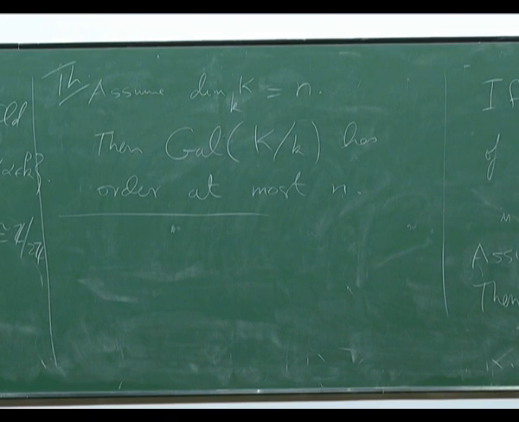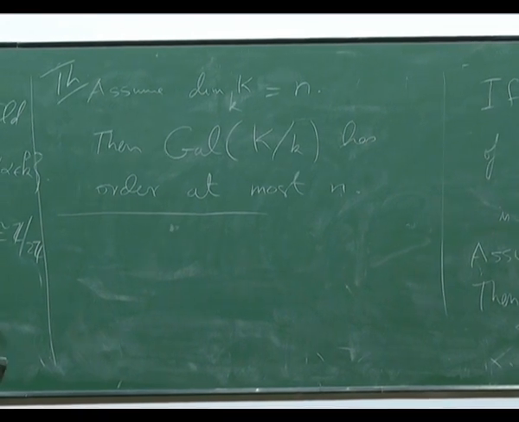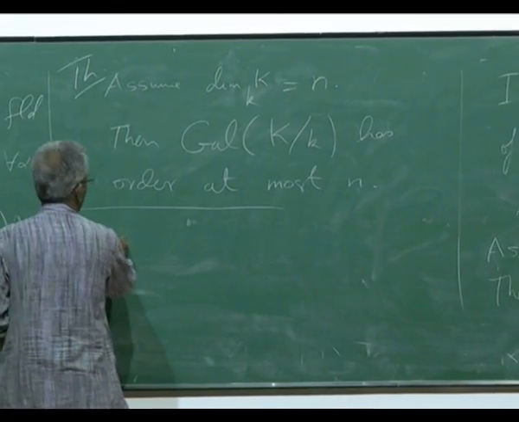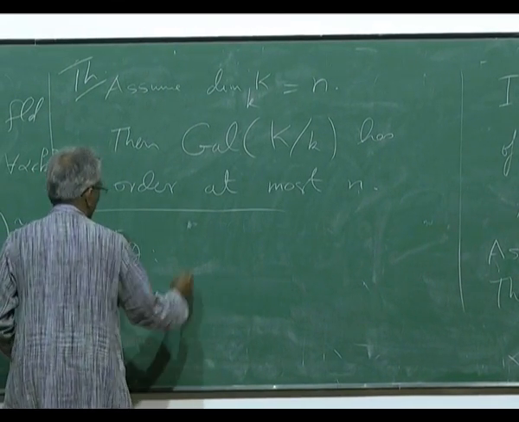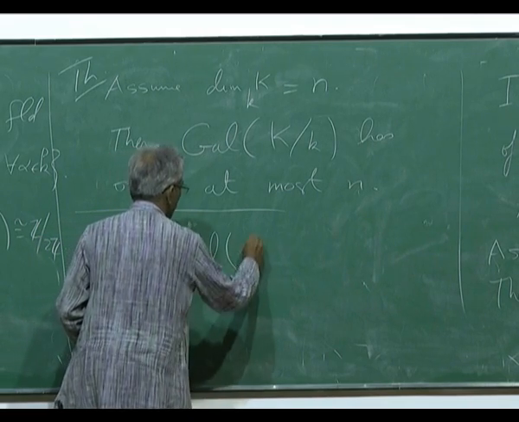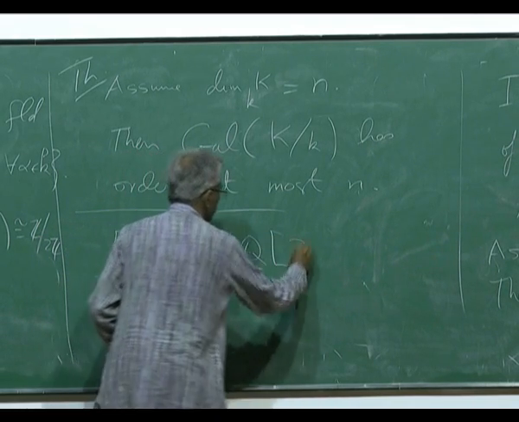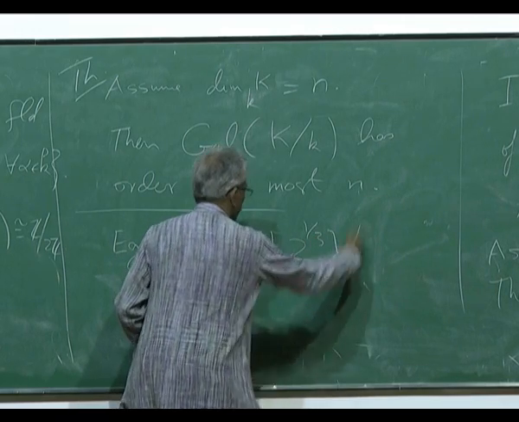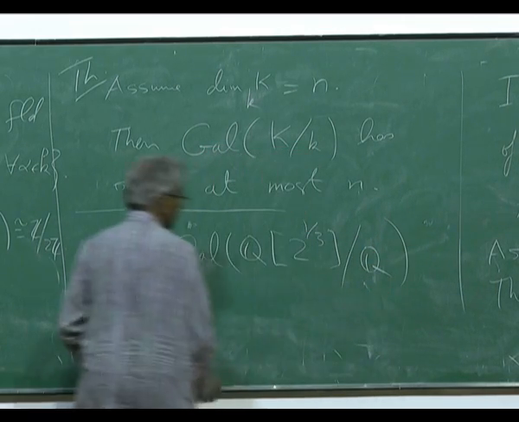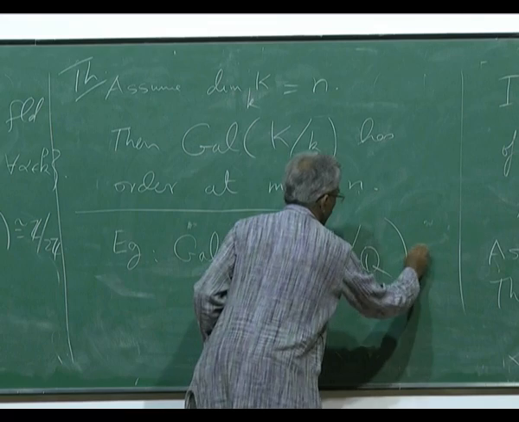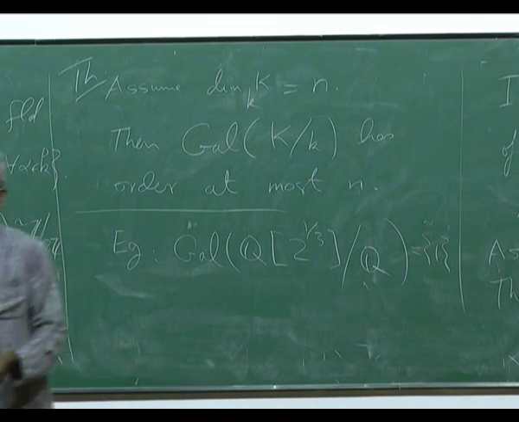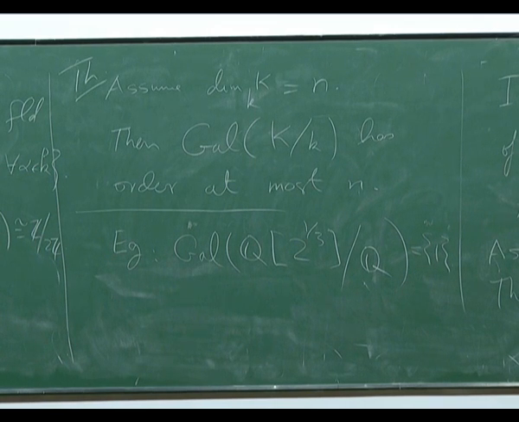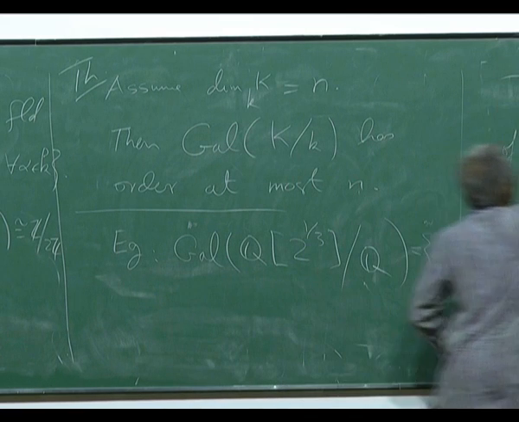Is this clear? Now, let us do the other example: the Galois group of Q adjoin cube root of 2 over Q, the rational numbers, is equal to actually only the identity. So, it is a trivial group. So, what is being asserted here? Let us look at it carefully and prove that.